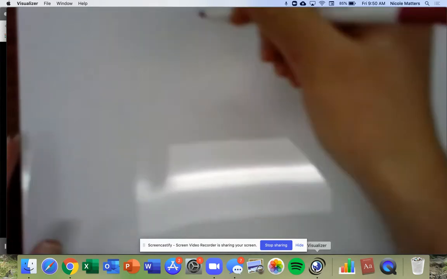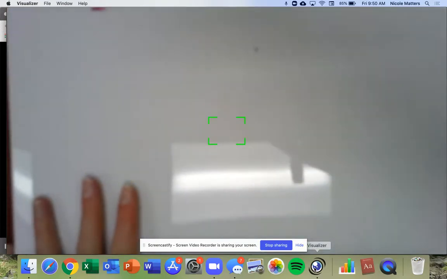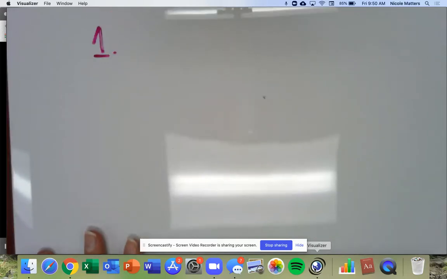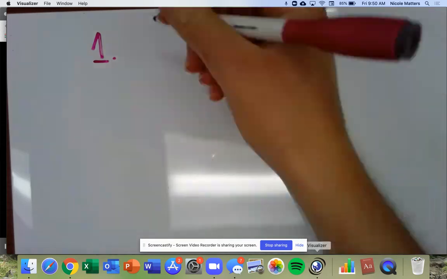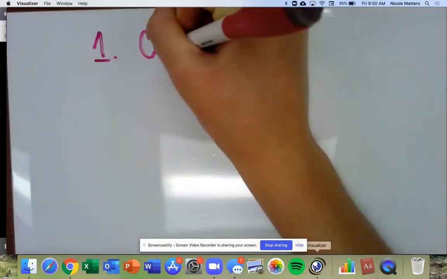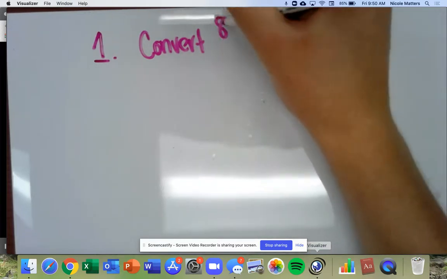All right, let's go ahead and look at an example for today. I need to plot for my example today 8/5. We're going to first, number 1. Remember, you should be writing this down in your notebook. Let me focus my camera. There we go. Convert 8/5 into a mixed number.